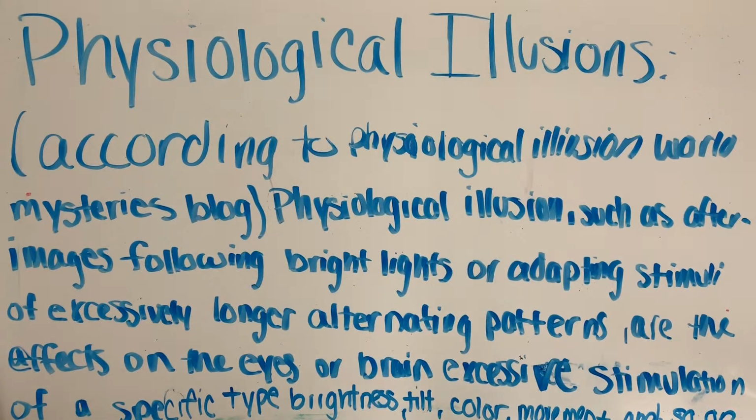Psychological illusions. Psychological illusions such as the after-imaging following bright lights or adapting stimuli of excessively longer alternating patterns are the effects on the eye or brain of excessive stimulation of a specific type: brightness, tilt, color, movement, and so on. Here you see pink dots, and if you look at the center, you will see a green dot going around. This is happening because the cones respond differently depending on the wavelength coming from the object.